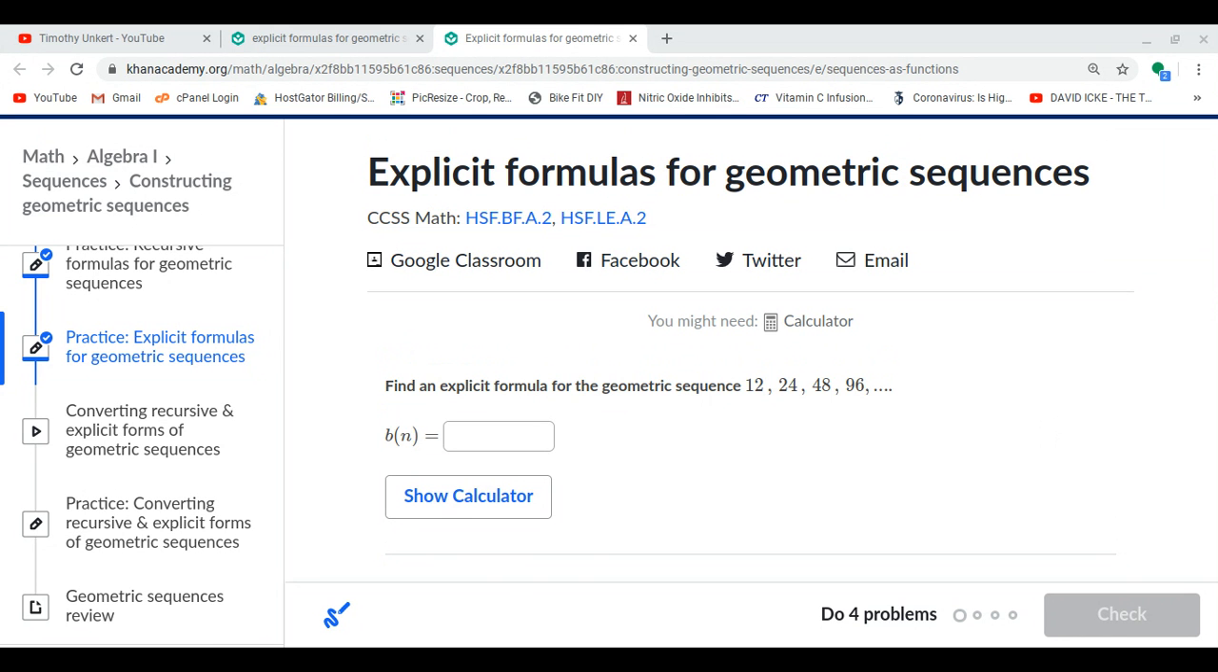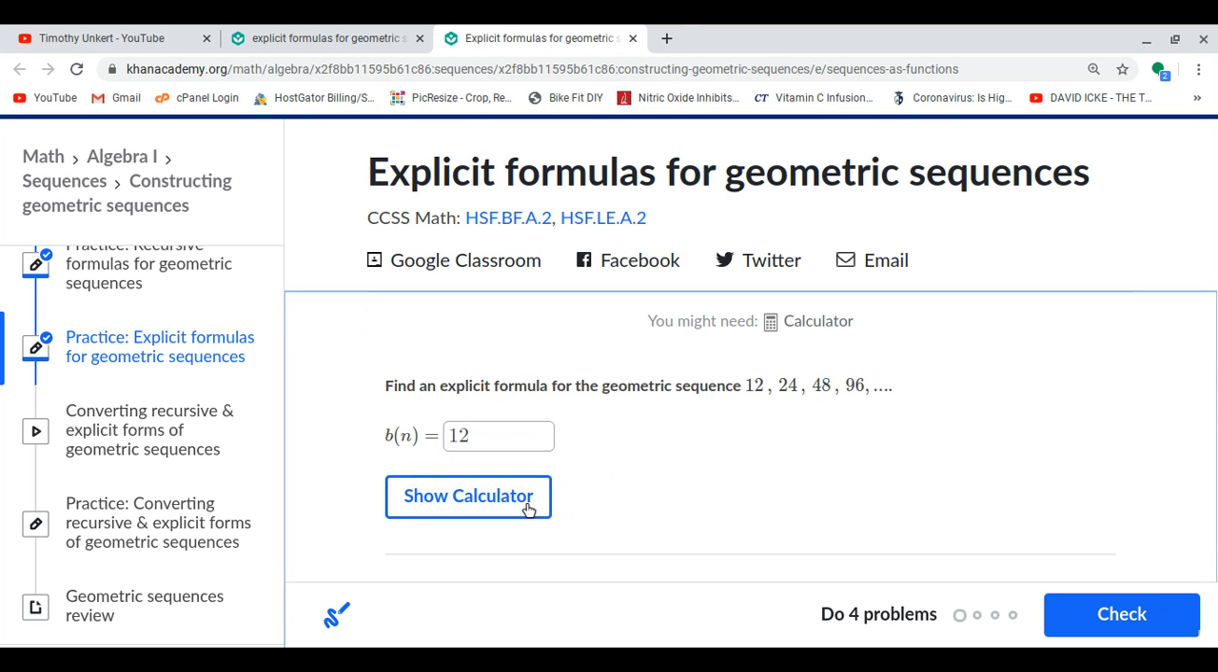So I have a geometric sequence here that starts with 12, then goes to 24, then 48, then 96, and so on. So we want to write an explicit formula for this geometric sequence. We're going to start with the first number, 12. Then we have to multiply that by the number that we multiply the first number by to get to the second number.